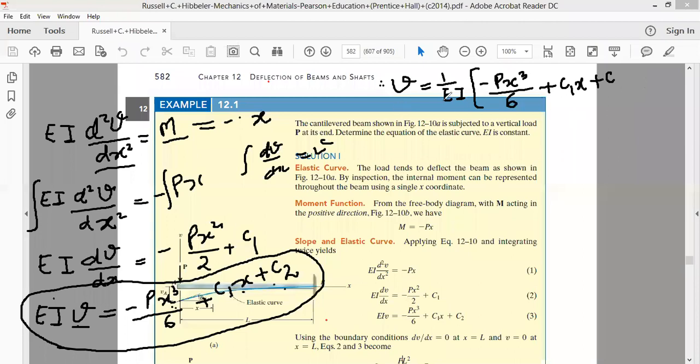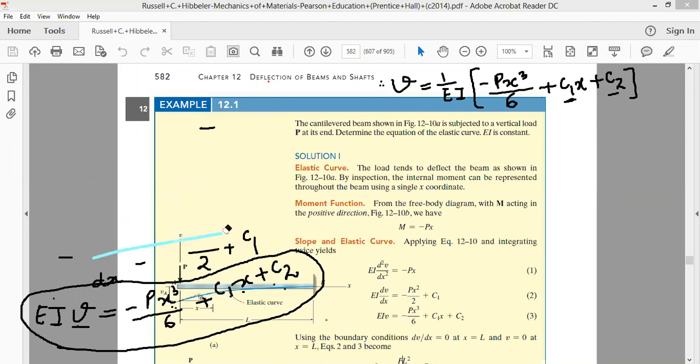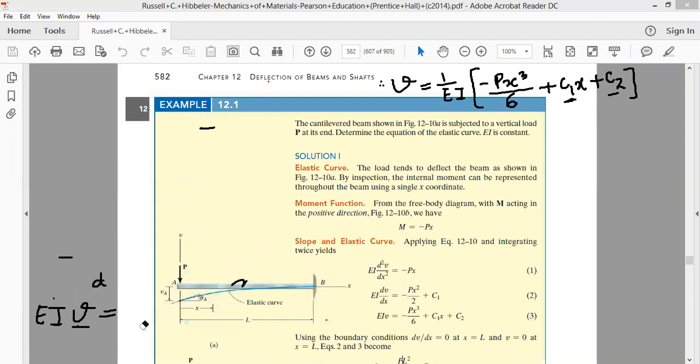Now in this equation, we are having two constants, C1 and C2, which are the constants of integration. We have to find these constants of integration. In order to find these constants of integration, we have to find what we call the boundary conditions.